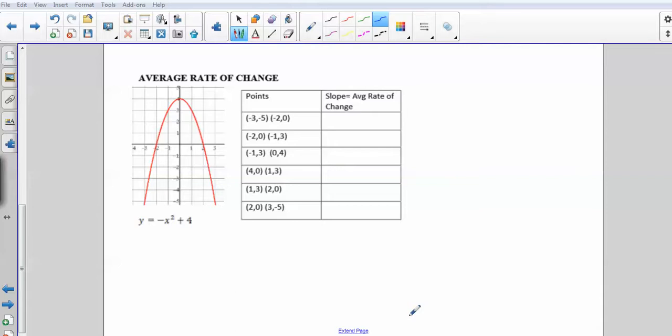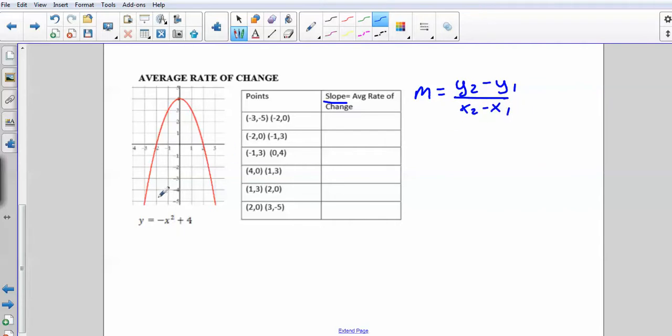Okay, pre-calc students, we are still taking day 5 notes, but now we're talking about average rate of change problems. And the key to average rate of change is that it is only the slope. So when you see average rate of change, just think right away slope. Remember your slope formula is y2 minus y1 over x2 minus x1.